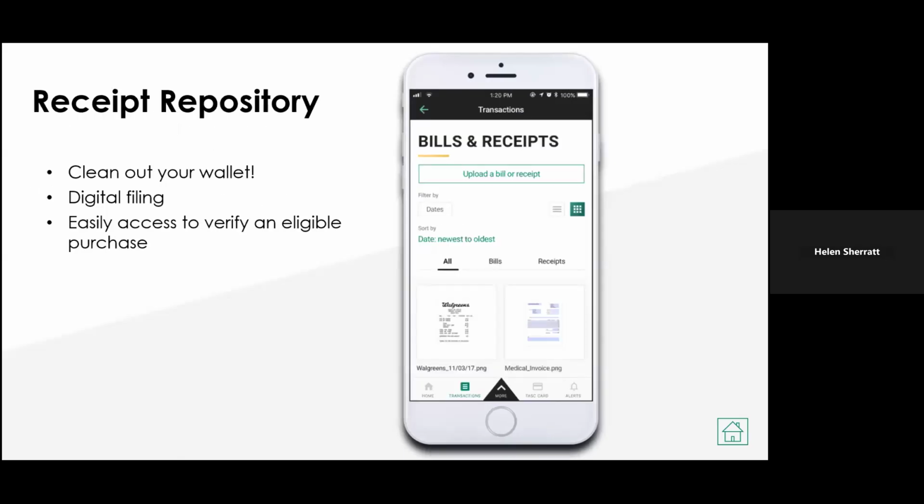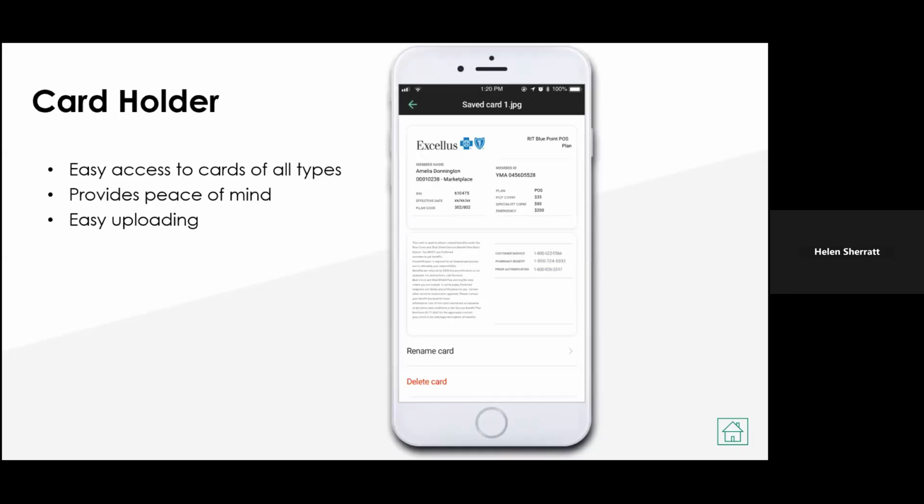Okay, receipt repository. This is a really good one because obviously the IRS requires you to keep your receipts. You can digitally file your receipts right on the app, and that keeps them right there for you. It's another cool feature. And we also have a card holder too. That option's out there if you wanted to upload your cards and have them inside your app. We have that as well. That's really helpful, and a lot of people use that.